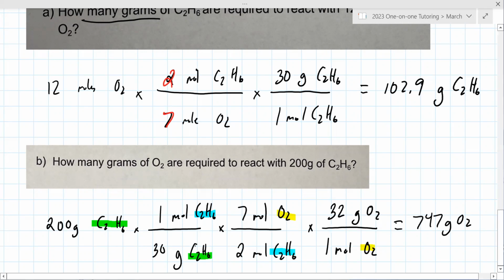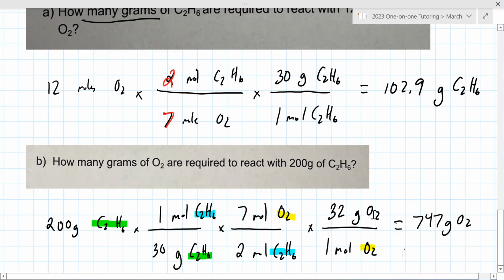And then from there, 1 mole of O2 always goes in that part, right? Yes, on the right here. That's always like that. And then the 32 grams of O2 is from the periodic table. And we just multiply it all together.